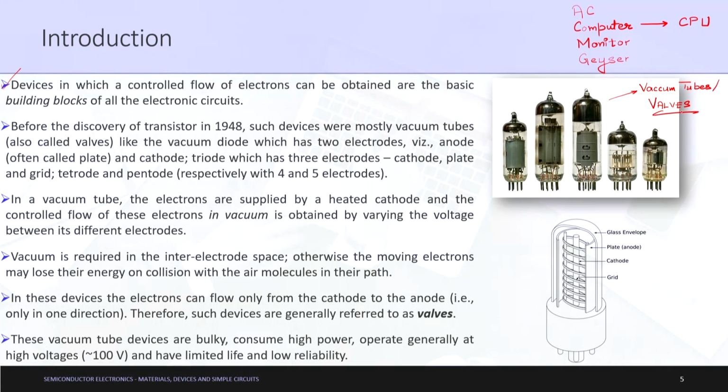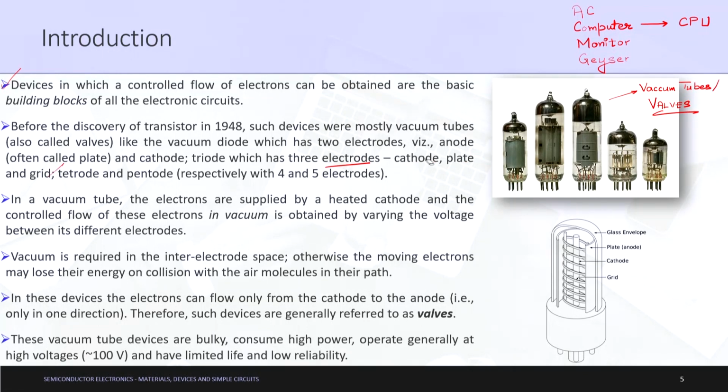Vacuum tubes or valves, like the vacuum diode, which has two electrodes, namely the anode, often called the plate, and the cathode. This point just tells you about the vacuum tubes. Now there were 2-3 types of vacuum tubes depending upon the number of electrodes. The first example is the one with 2 electrodes, an anode and a cathode. Another was a triode. What does triode mean? It has 3 electrodes. What were the 3 electrodes? One was the cathode, one was the plate and one was the grid.